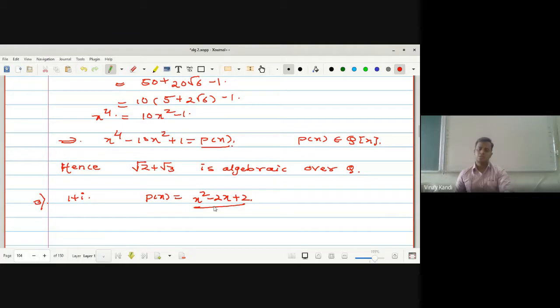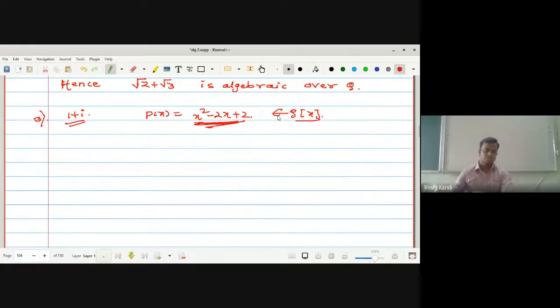Okay. A polynomial always irreducible has to work over Q of x. It is your minimal polynomial. Least degree positive. Least positive degree. Okay. Such that this element satisfies this polynomial. Okay. What is the fourth one?